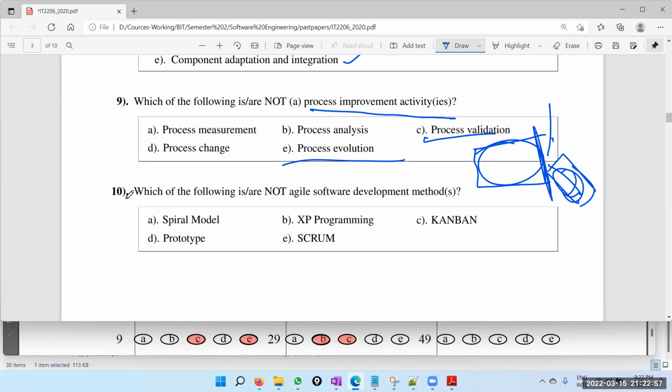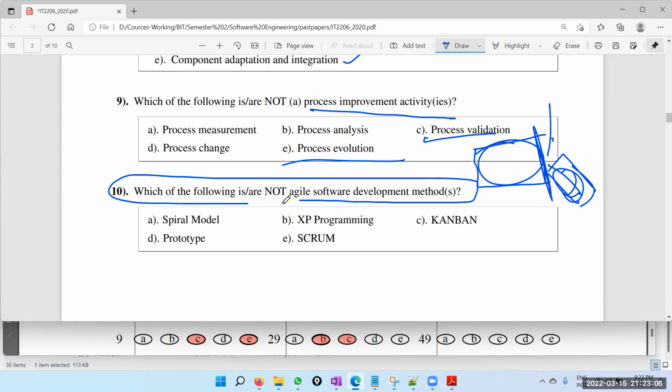Right. 10. Which of the following these are not agile software development methods? Right. Agile development methods no වෙන්නේ මොනවාද?